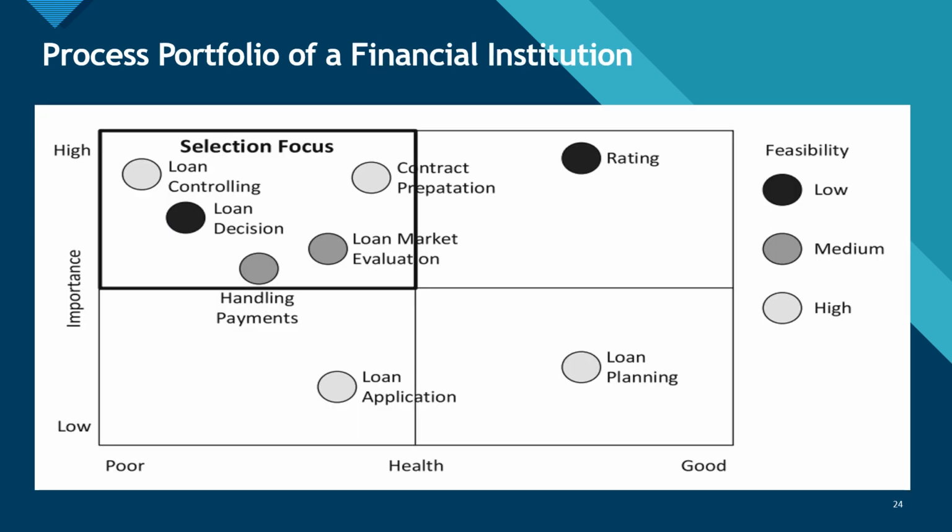So here you can see the process portfolio for a financial institution, and the feasibility levels. You can see the feasibilities: low, medium, and high feasibility. And what's the selection focus? When you're looking at loan controlling, the loan decision is low, the loan controlling comes in high, and handling the payments, loan market, these are important, these are high, and the rating is low. Loan planning comes in high, and loan application comes in high. So this is how a process portfolio of a financial institution is made.